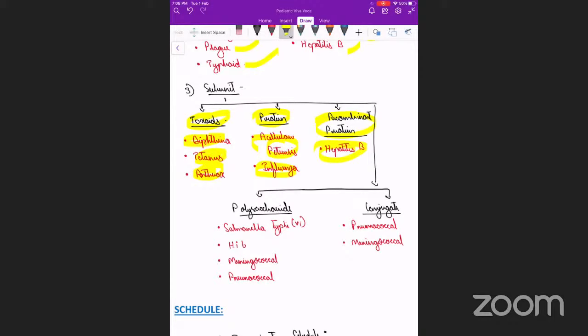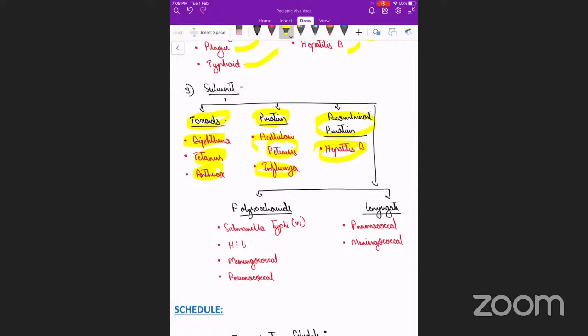Now, what is the difference between polysaccharide vaccine and conjugate vaccine? Conjugate vaccine can be given even in children less than 2 years, and it is more immunogenic because it stimulates the immune system in such a way that the memory cells are produced. Okay, so conjugate vaccine is more immunogenic. One more is it can be given in less than 2 years.